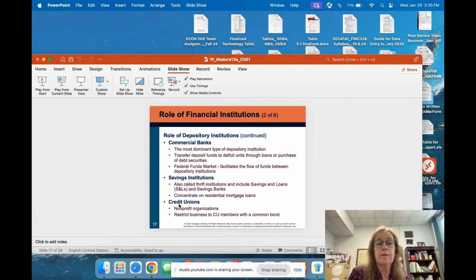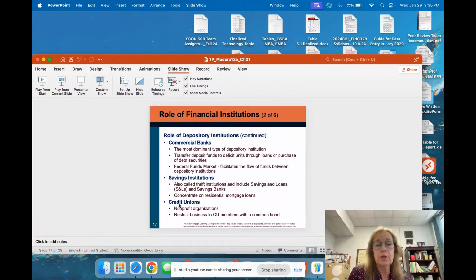Okay, what kinds of financial institutions do we have? Well, commercial banks are one. Y'all know what a commercial bank is. They take in deposits, loan out money. Savings institutions like savings and loans do the same thing. They act like banks, but they concentrate more on mortgages. And then you have credit unions that are nonprofit organizations. They basically act like a bank.